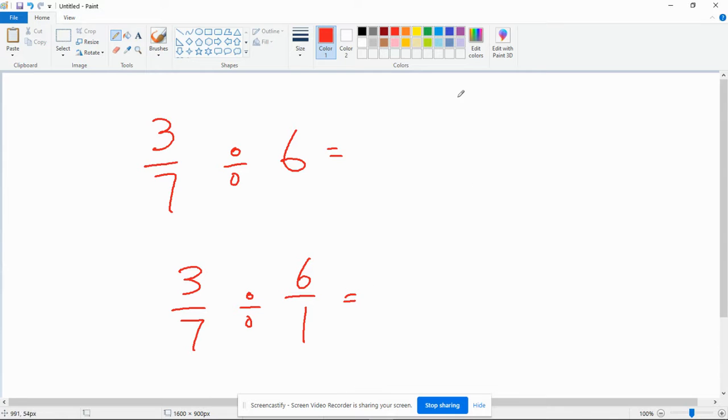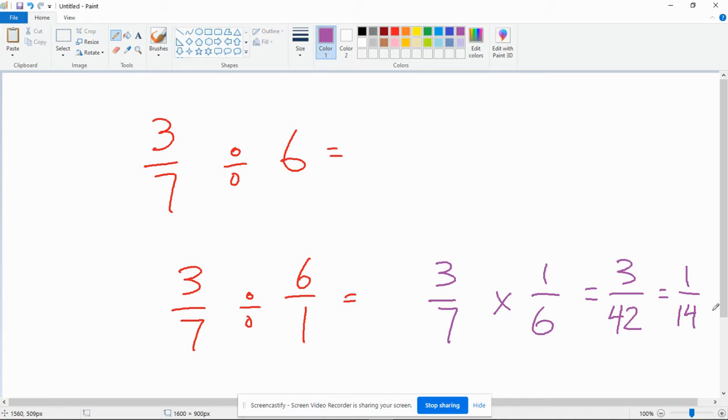And then we'll just rewrite it, change the color there to stimulate your brain. 3/7 times 1/6, which would give us 3/42. And we know that 3 goes into 42 14 times, so that'd be 1/14. And that's it. Multiplication and division of fractions is pretty simple once you get a little bit of practice and get the hang of it. Good job.